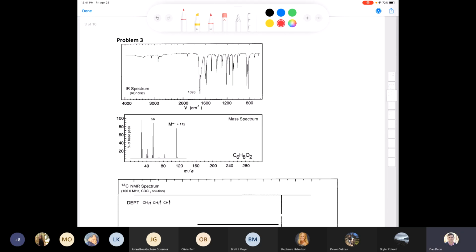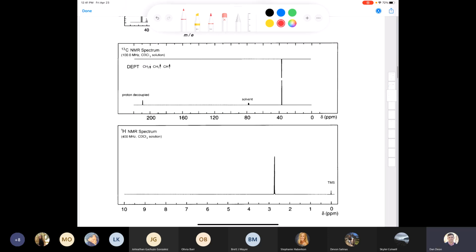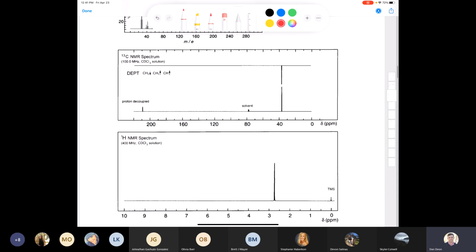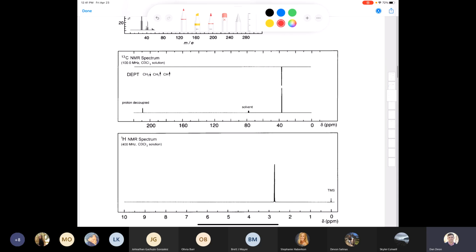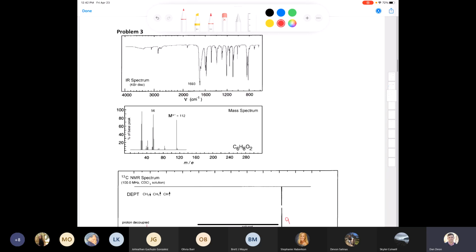Problem number 3. I'm going to give you a couple seconds to take a look at this one. Hopefully you have it printed out, but you can see that it's pretty simple. I only have one signal in my proton, right? So if you just want to do this, A. In my carbon, I have 2 signals. I have A and I have B. So there's 2 types of carbons, 1 type of proton.